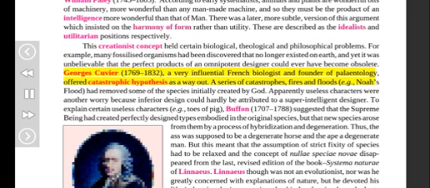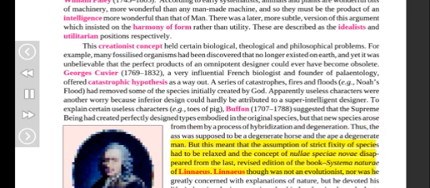Georges Cuvier, 1769–1832, a very influential French biologist and founder of paleontology, offered the catastrophic hypothesis as a way out. A series of catastrophes, fires and floods, e.g., Noah's flood, had removed some of the species initially created by God. Apparently useless characters were another worry because inferior design could hardly be attributed to a super-intelligent designer. To explain certain useless characters, e.g., toes of pig, Buffon, 1707–1788, suggested that the Supreme Being had created perfectly designed types embodied in the original species, but that new species arose from them by a process of hybridization and degeneration. Thus, the ass was supposed to be a degenerate horse and the ape a degenerate man.